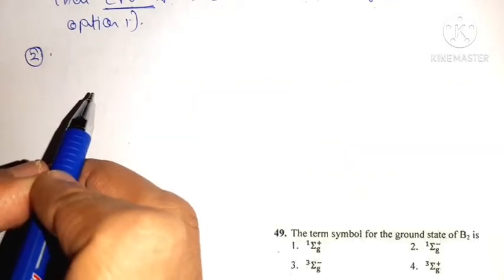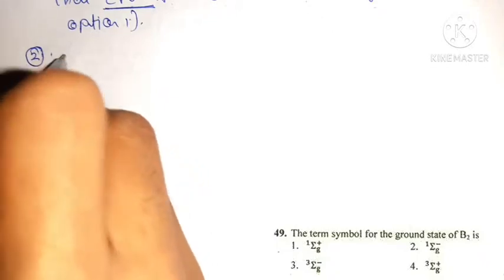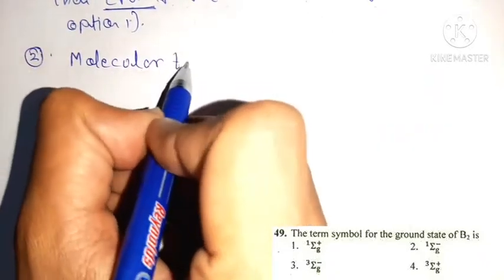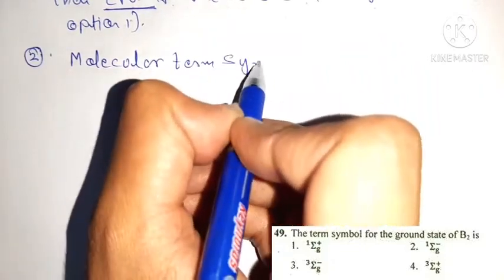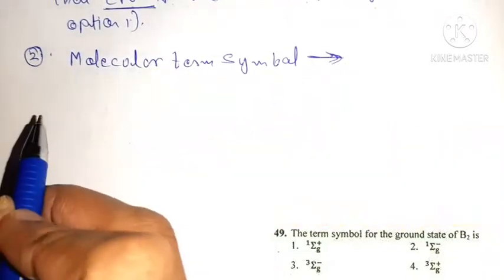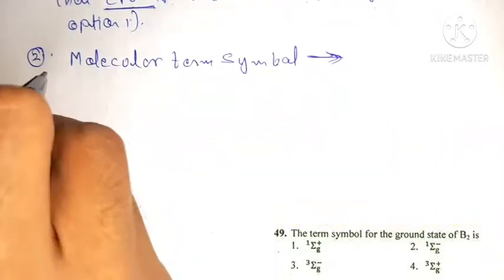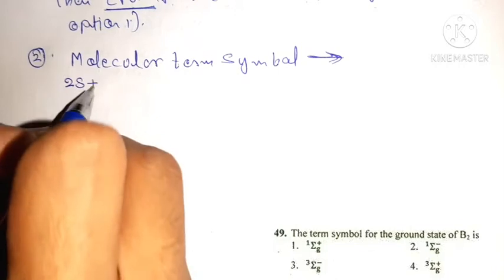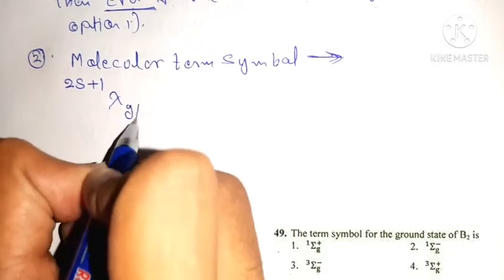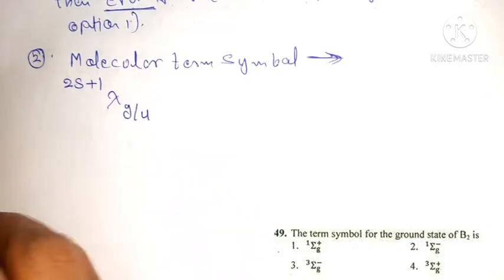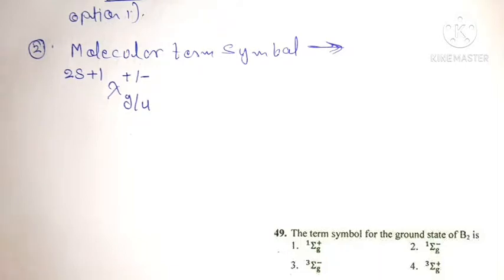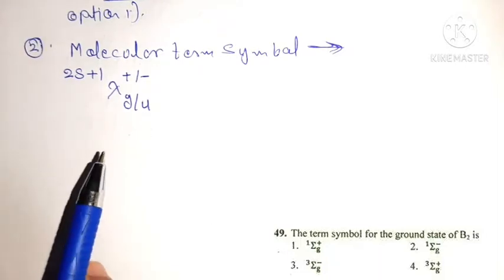Now see, friends, here we talk about the molecular term symbol. What is the general expression for the molecular term symbol? The general expression is 2S+1 Lambda, where the subscript is g or u, that is gerade and ungerade, and the superscript is plus and minus. This is the general representation of your molecular term symbol.